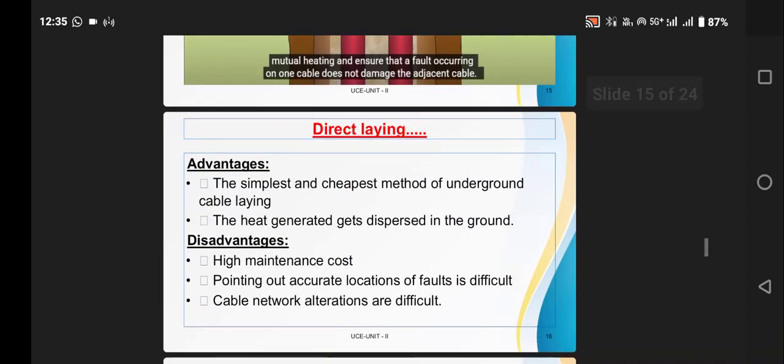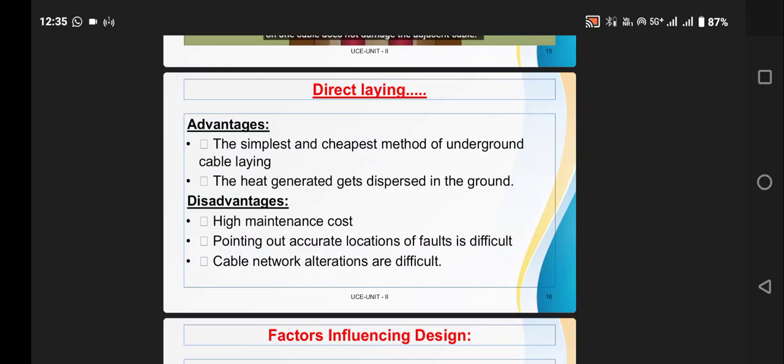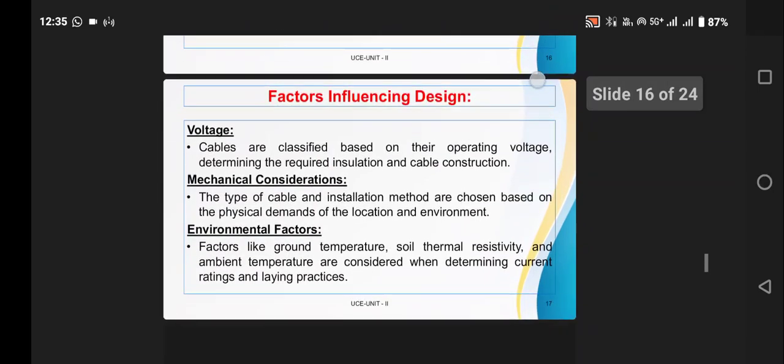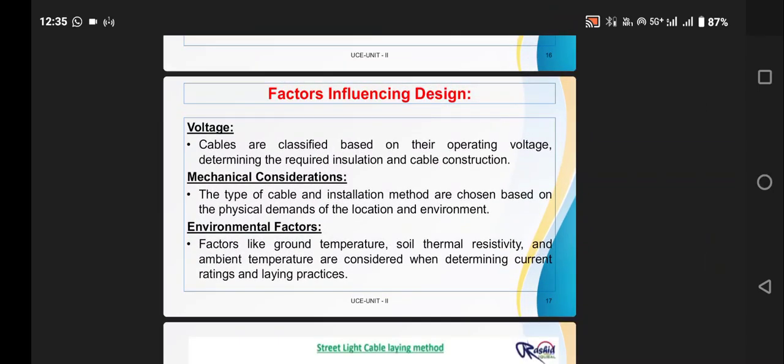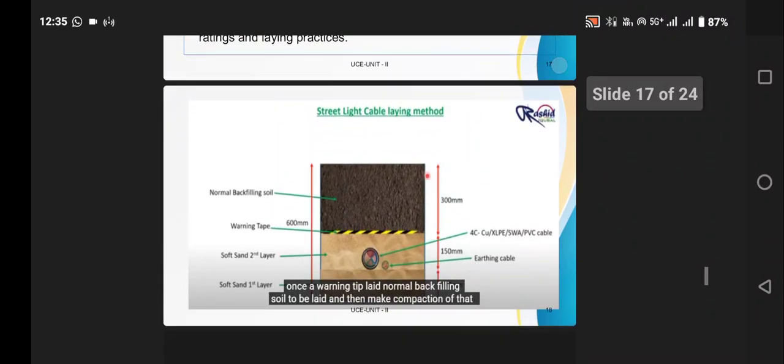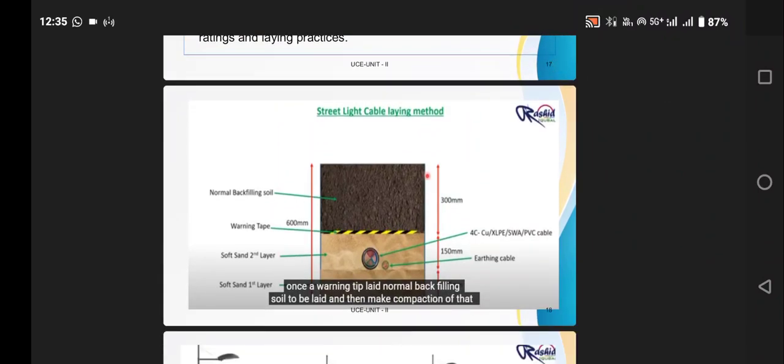The advantages of direct laying: simplest and cheapest method. The second point is heat generated gets dispersed in the ground. Drawbacks: high maintenance costs, pointing out accurate locations of fault is difficult, cable network alterations are difficult. Some of the factors influencing the design are voltage, mechanical considerations, as well as environmental factors. This diagram shows an example of the direct laying method for street light cable laying.